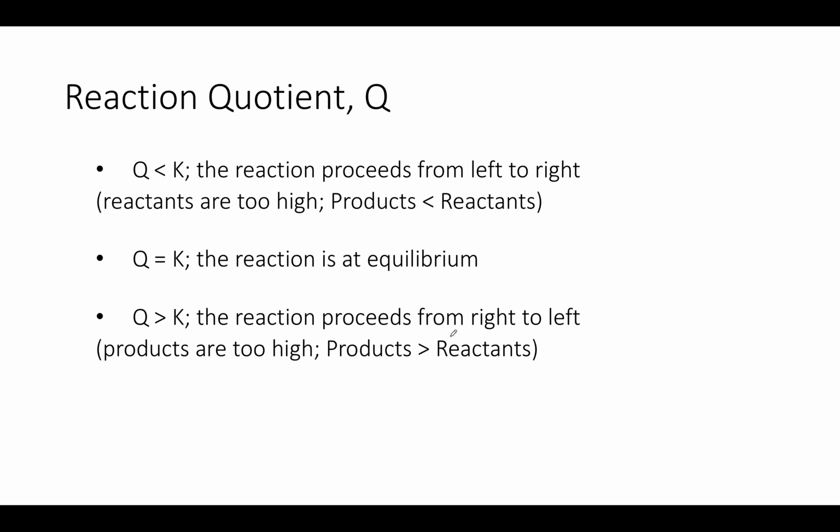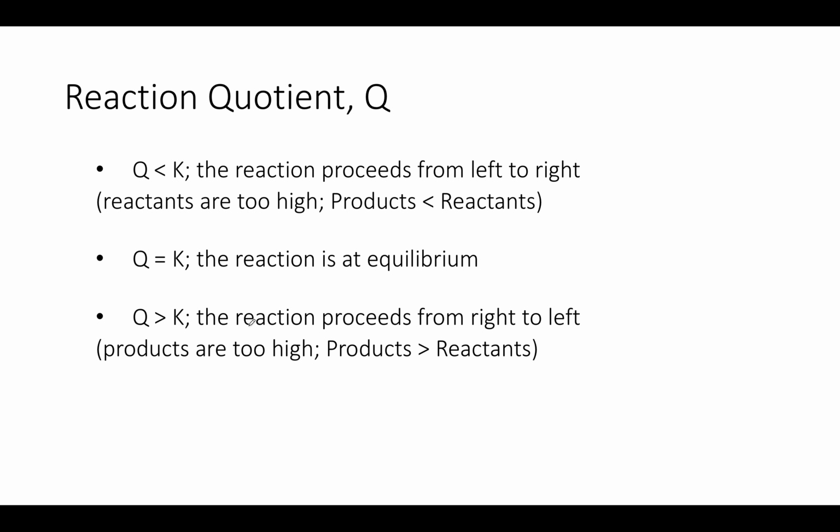So we also have some rules when we're comparing Q and K. When K is greater than Q, the reaction proceeds from left to right, meaning the reactants are too high and we have more reactants than products. When Q equals K, that's good. The reaction is at equilibrium.